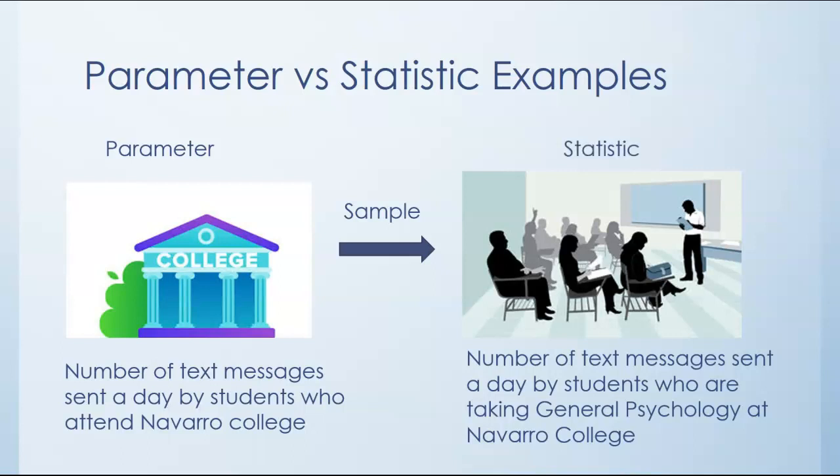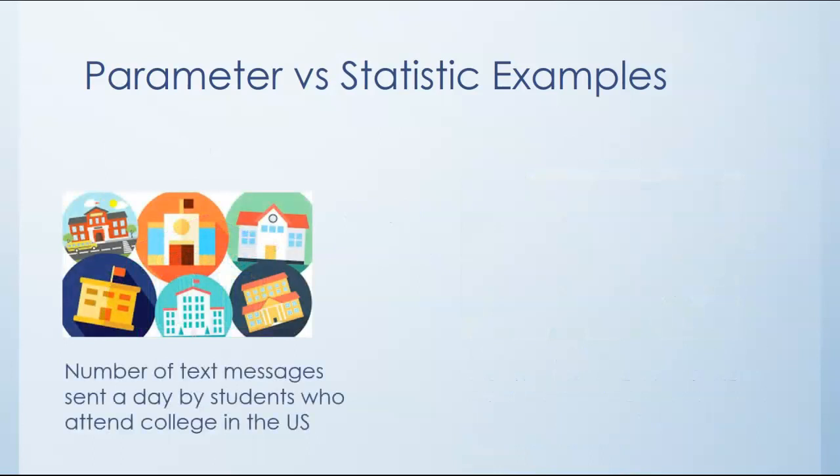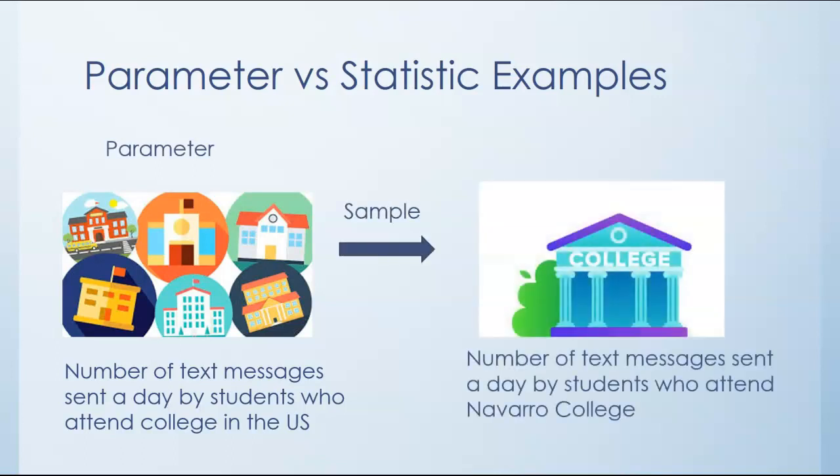But again, my parameter and my statistic can change based off of my population. So let's look at the same basic question, but this time I want the number of text messages sent a day by students who attend a college in the U.S. So now my population is any student who attends any type of college in the United States. That becomes my parameter. And then if I take a sample, my sample could be the number of text messages sent a day by students who attend Navarro College. So now Navarro College becomes my sample because my population is all students attending college in the U.S.